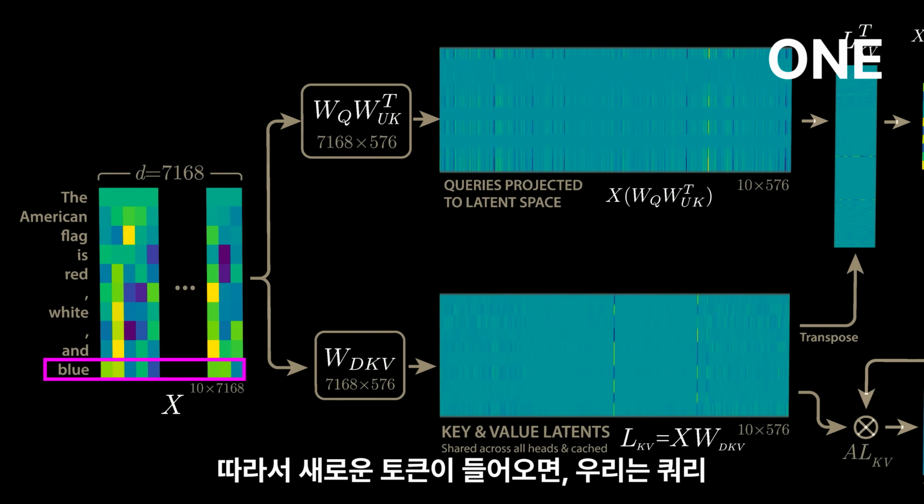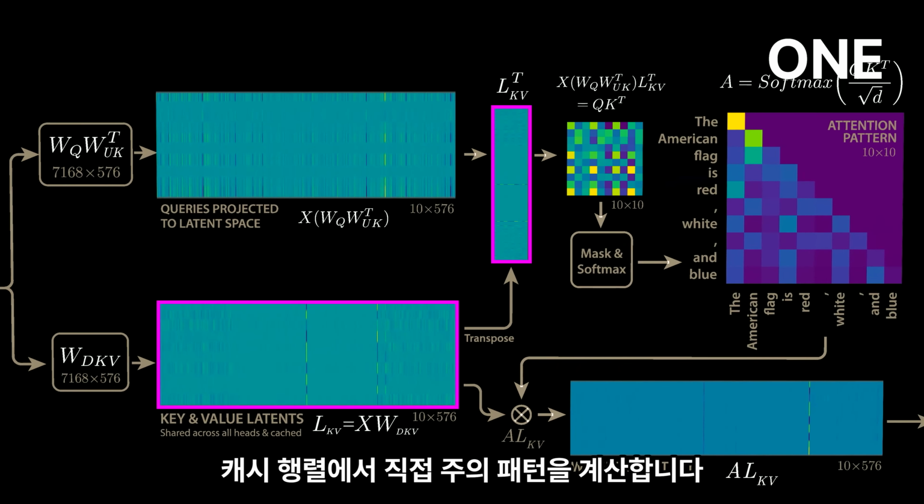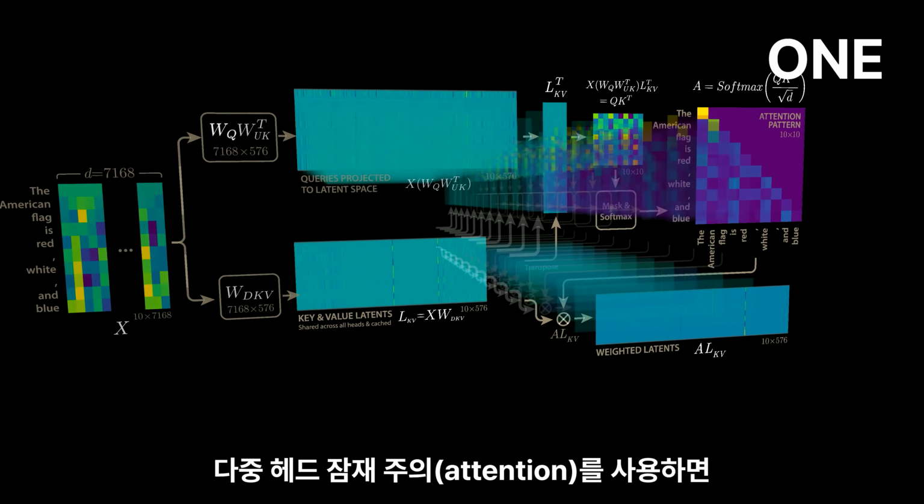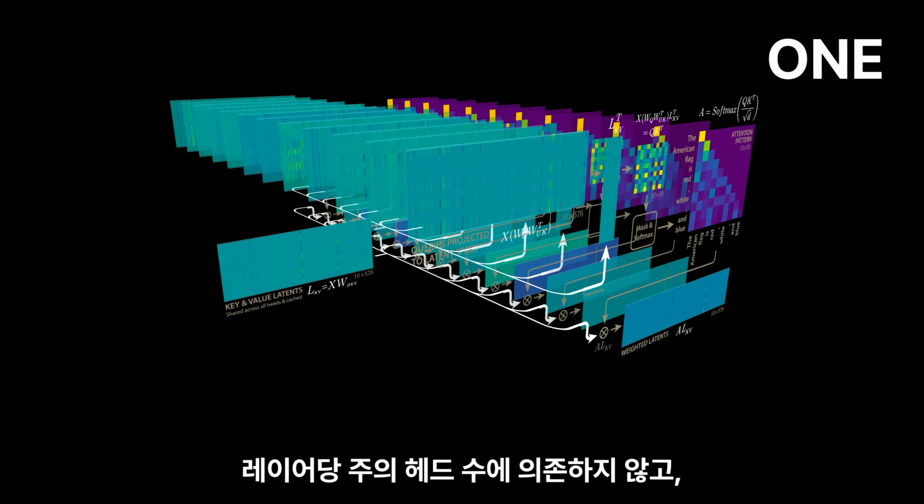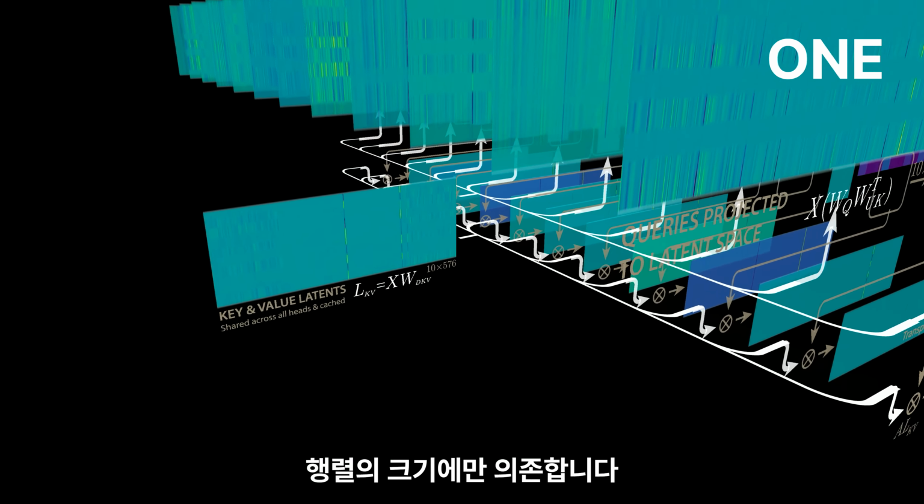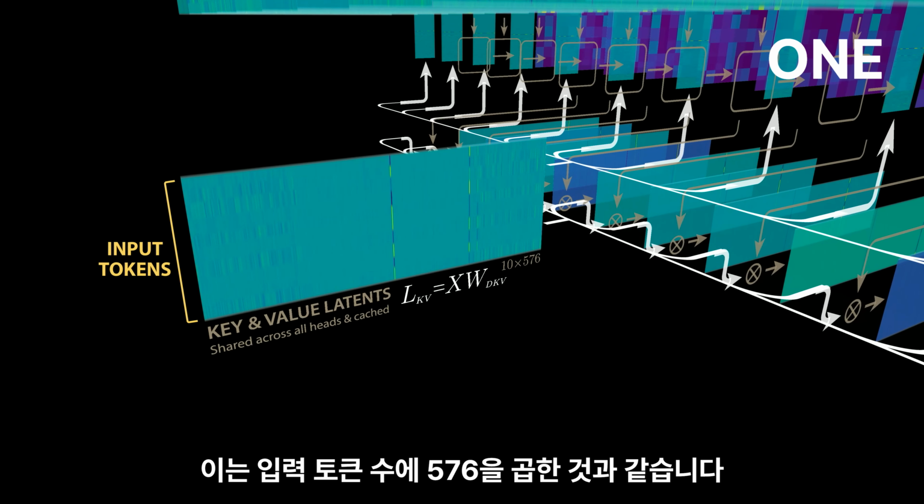So when a new token comes along, we simultaneously compute its query vector and the query's projection into the latent cache space in one step, and then compute our attention pattern directly from the latent key value cache matrix. It's a really elegant solution. With multi-head latent attention, the size of the needed KV cache no longer has any dependence on the number of attention heads per layer, and instead just depends on the size of the shared KV cache matrix. For DeepSeek R1, this is equal to the number of input tokens by 576.